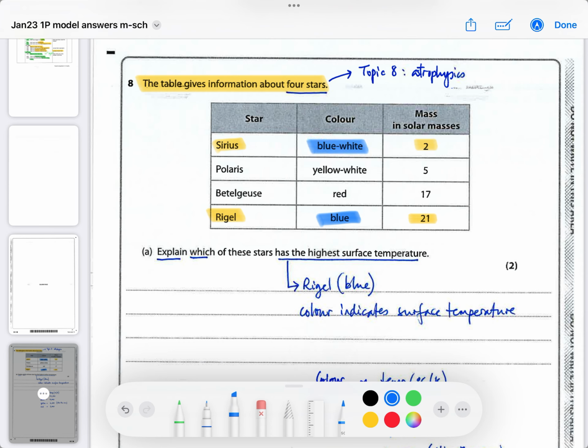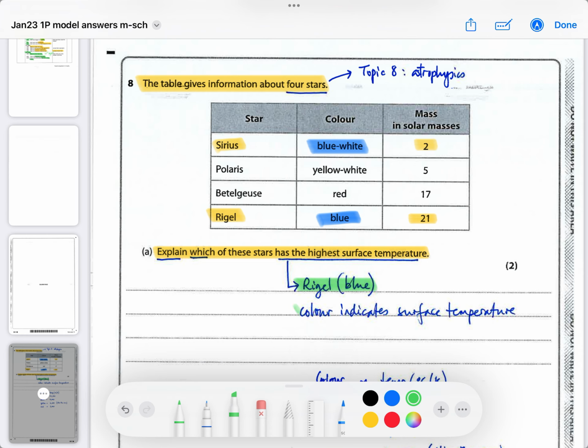And the color of the star, you've got to explain how the color of the star is linked to the surface temperature. So which one do you think will have the highest surface temperature? Well, the highest surface temperature is Regal, because it's blue, and blue is actually hotter surface temperature than blue-white.